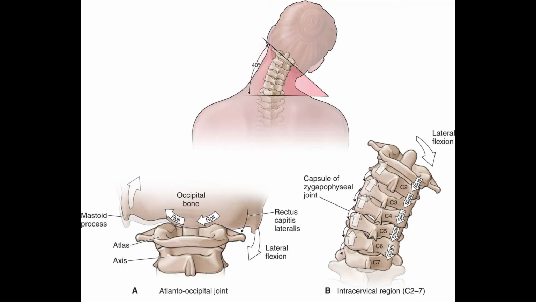The specific muscles utilized for flexion or extension, lateral flexion, and rotation are listed for each of these regions. I highly suggest going through and deeply reading starting on page 510 in your book.